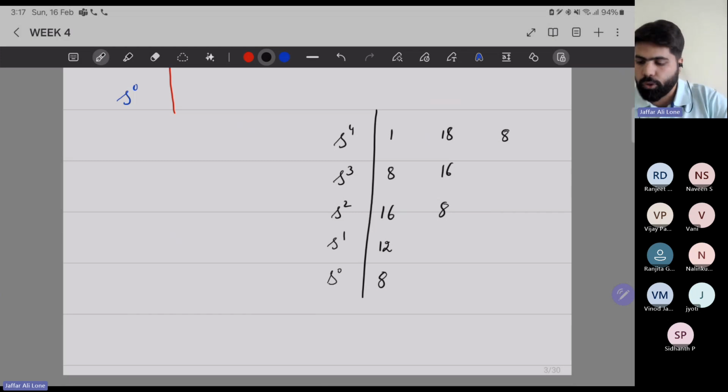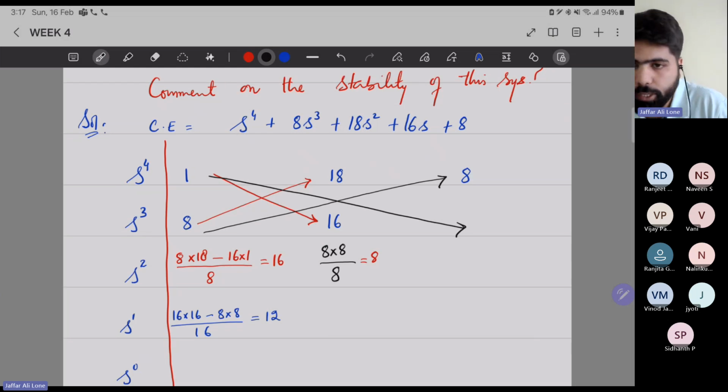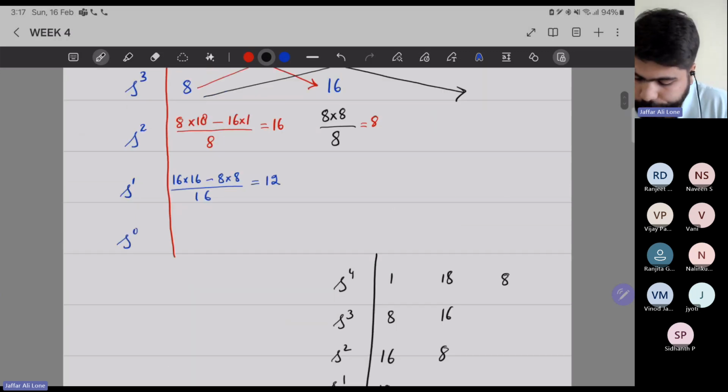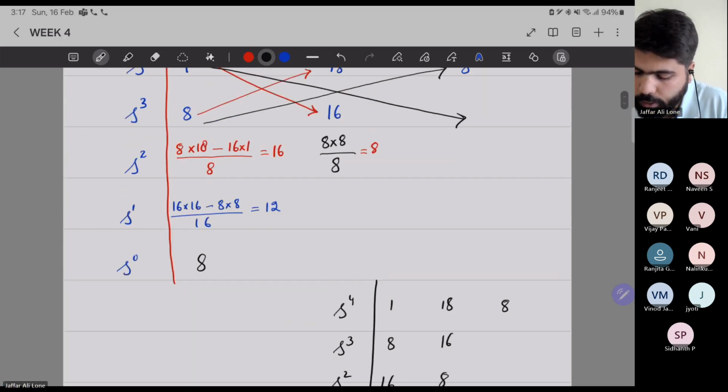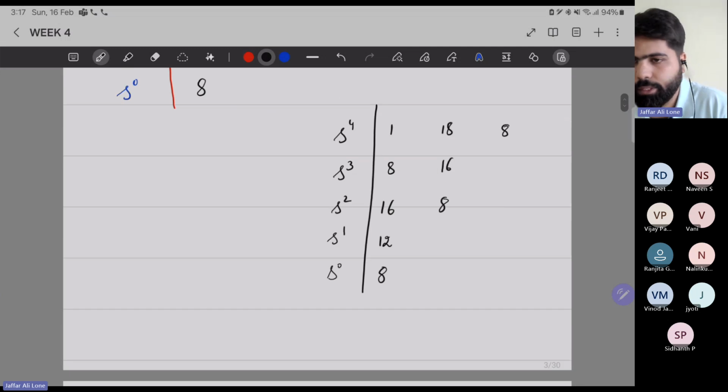Right? So once again, I'll repeat. We have to first list all the powers of s in decreasing order, and then we have to list the even coefficients and odd coefficients. Then from that, we have to populate s square, s^1, and s^0, and so on. So for s^0, it was 8, right? So now you have got the Routh array like this.